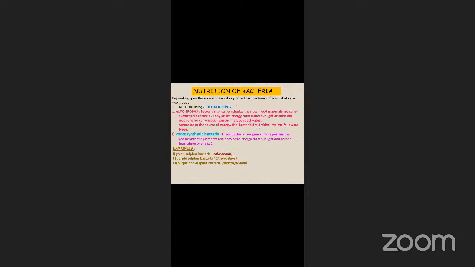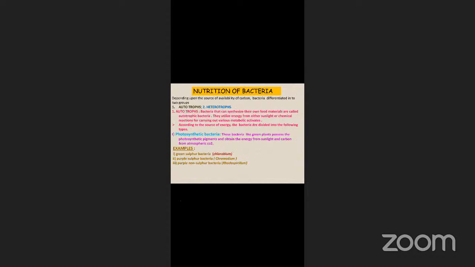Next, purple non-sulfur bacteria. They utilize organic compounds for carbon and molecular hydrogen as a hydrogen donor. The example is Rhodospirillum. These are the purple non-sulfur bacteria.